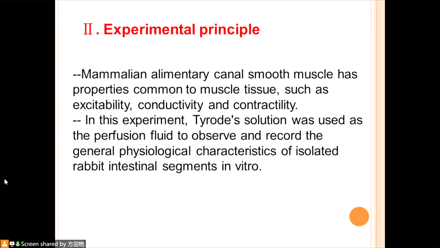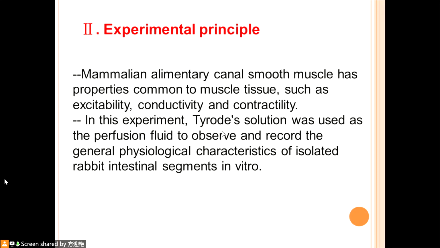The experimental principle: the smooth muscle of the mammalian intestine has the properties common to muscle tissues, such as excitability, conductivity, and contractility. Excitability means it can generate action potentials, conductivity means it can transmit the action potential, and contractility means that once the action potential is produced, electrical activity and contraction are coupled, and the muscle contracts.